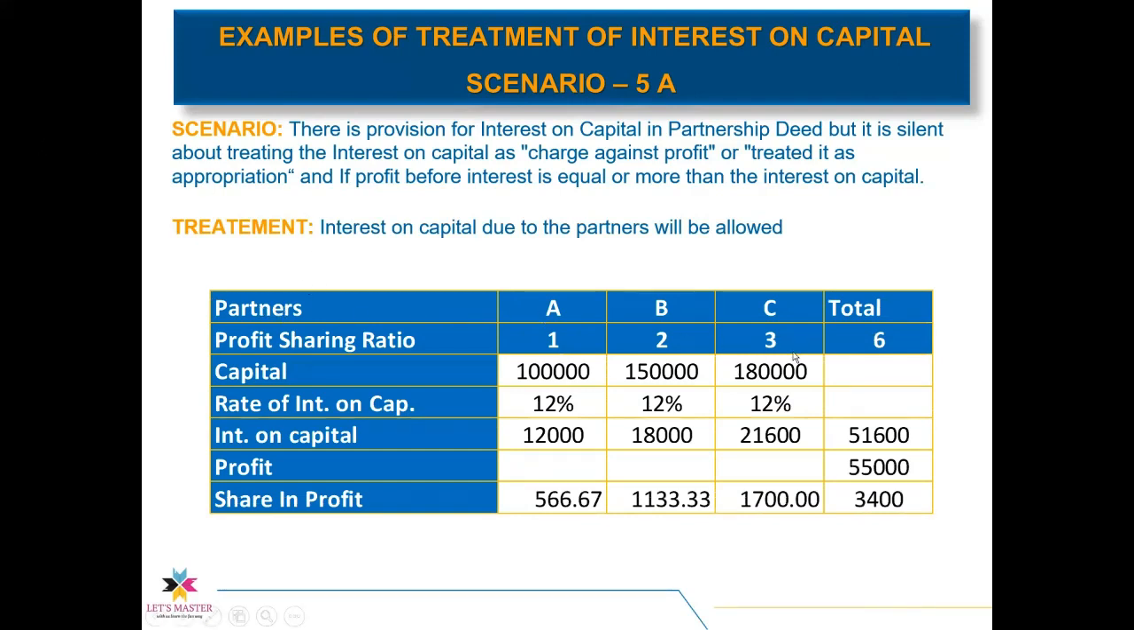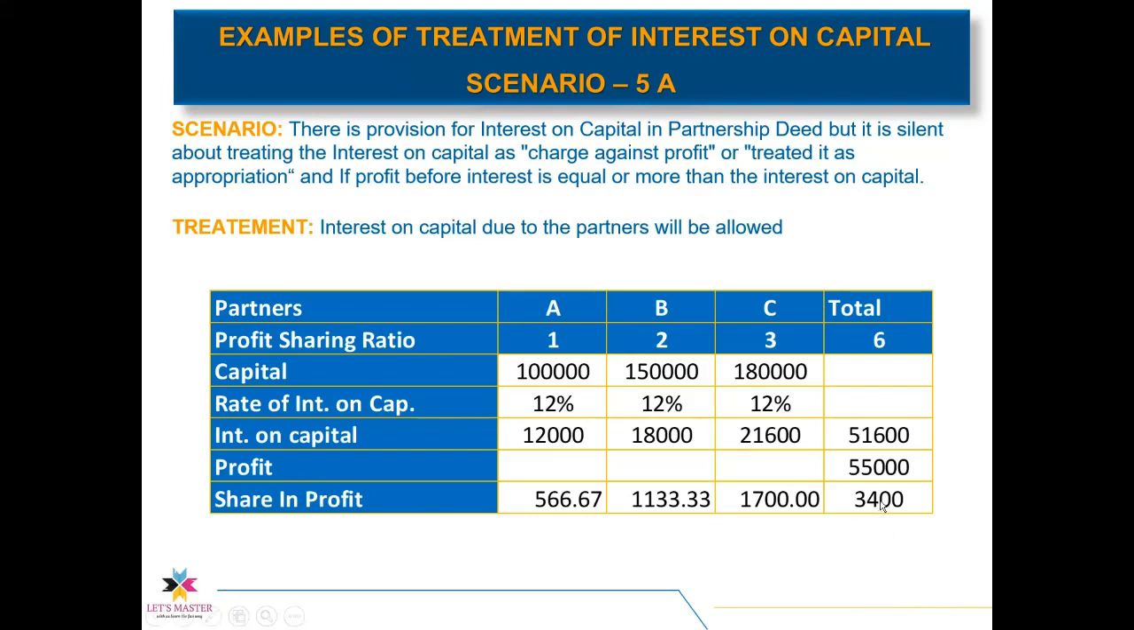Partners, same ABC, profit sharing ratio 1:2:3. The capital contributed by the partners, rate of interest on capital is 12%. Interest on capital works out to be 12,000, 18,000, and 21,600. So the total interest on capital due to the partners is 51,600. But the profit earned by the partnership firm during the accounting period amounts to 55,000.